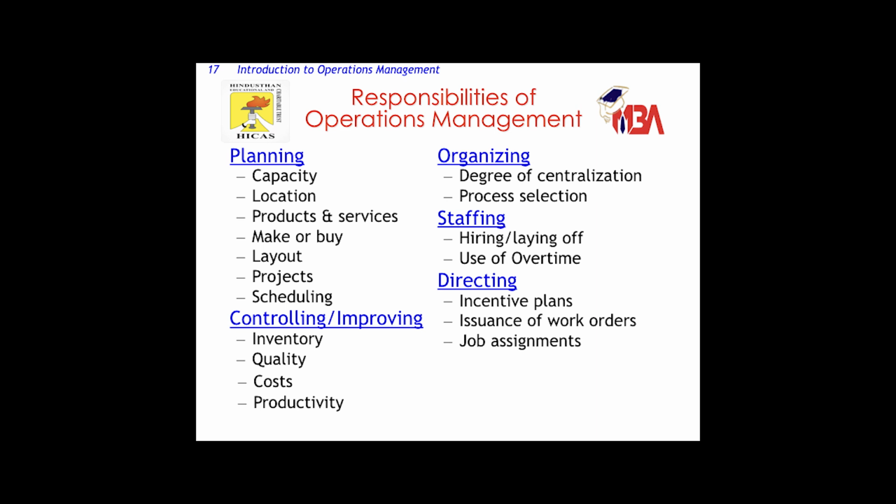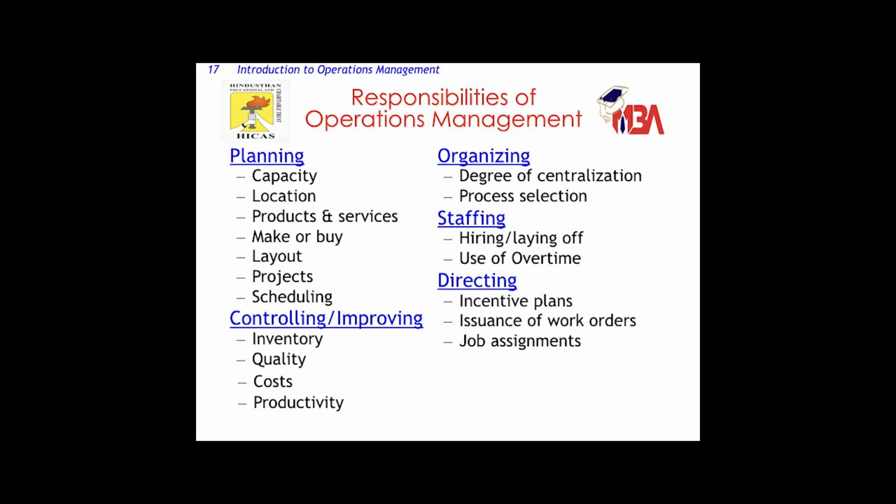How to use the available resources to the maximum possible extent, that is, optimum use of available resources, has to be done by the operations manager. He has to plan and use the available resources effectively. So for that, he has to plan and decide how he is going to use the resources. That is where staffing comes in.